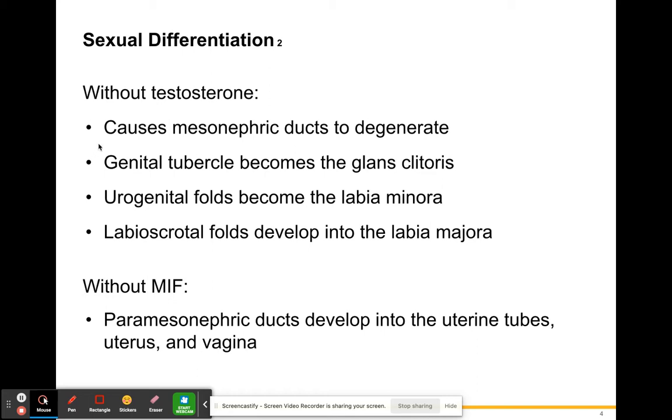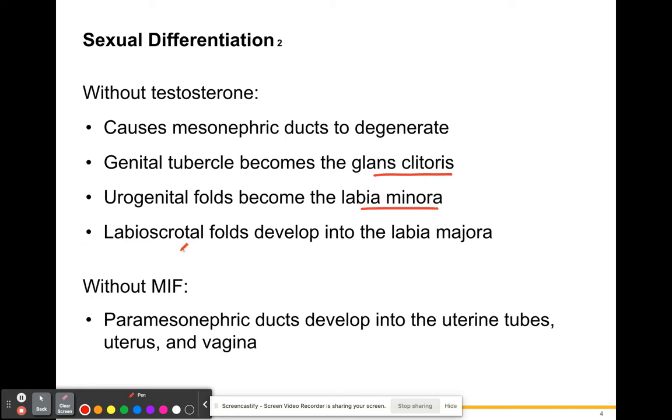The differentiation between sexual development will be determined with the lack or presence of these hormones, and testosterone is one of those hormones. If you do not have testosterone present during the development of a child, this causes the mesonephric ducts to degenerate. It will cause the genital tubercle to become the glans clitoris. We spoke about that in the previous lecture. The urogenital folds, instead of surrounding the urethra, become the labia minora.